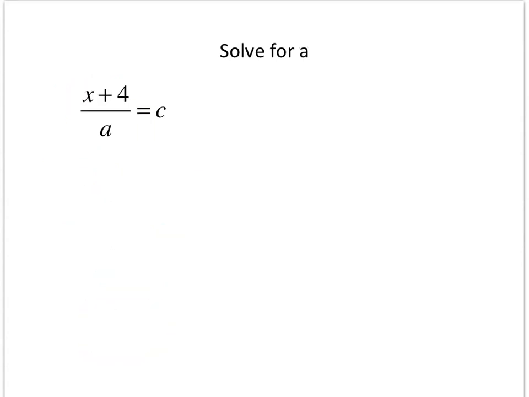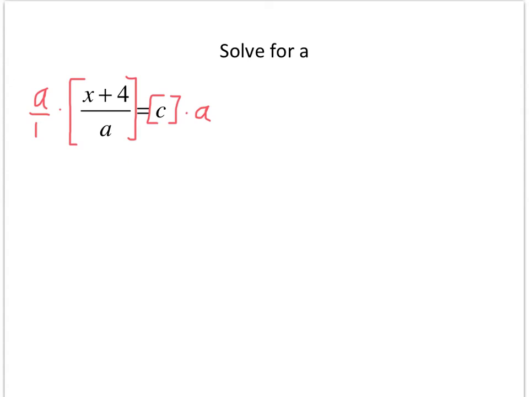Here we have one more example, and I'm asking you to solve for a. And we notice that a is in the denominator, so again our first step should be to get a out of the denominator. To do this, I need to multiply both sides by this denominator. And notice I am multiplying the entire side, and I'm indicating this by putting parentheses around both sides of the equation. So I'm multiplying both sides by the denominator, a.